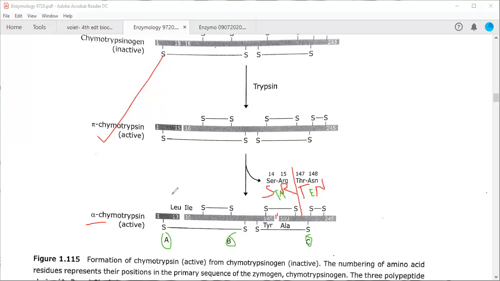And also, the remaining amino acid at position 13 is called LIA, L-I-Y-A.